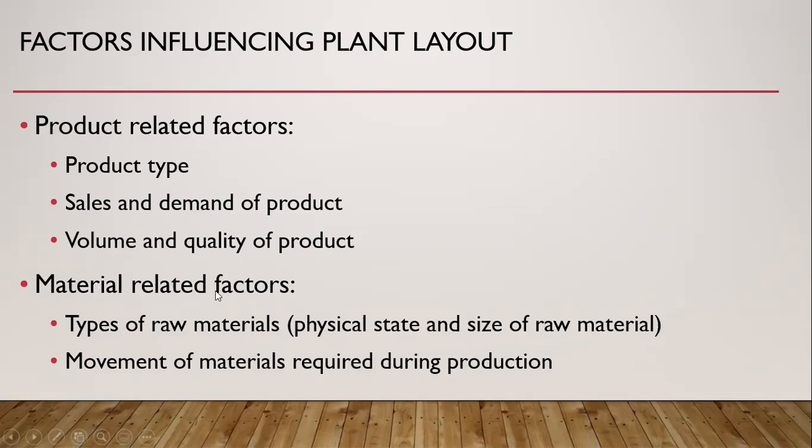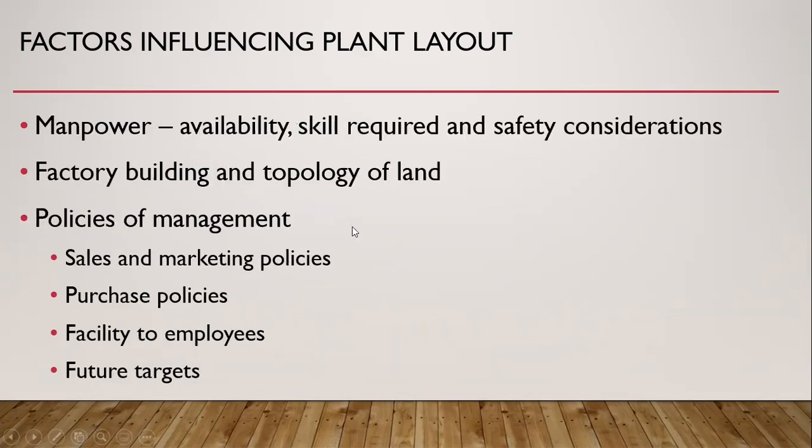Then material related factors, type of raw material. For example, if the raw material is a huge or a big sheet of metal, then it should be moved in a limited manner. And movement of material required during production. So these are the factors which are material related.